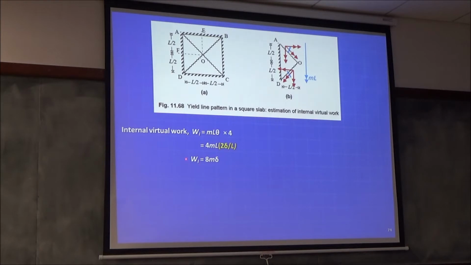Now, don't get confused about the units. The unit of work is in joules, Newton meter or Newton millimeter. Now, this is your millimeter part. This moment is kilonewton meter per meter. So the meter cancels off. So that's how net quantity is still matching. So this is your external virtual work.